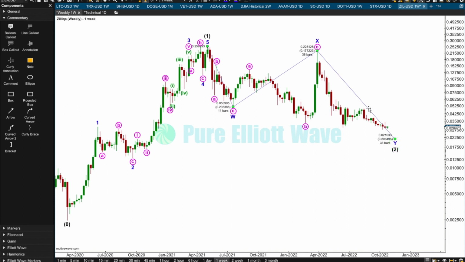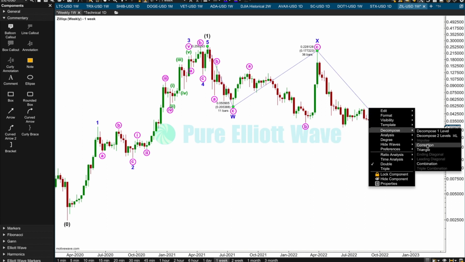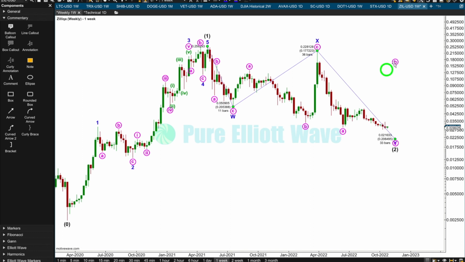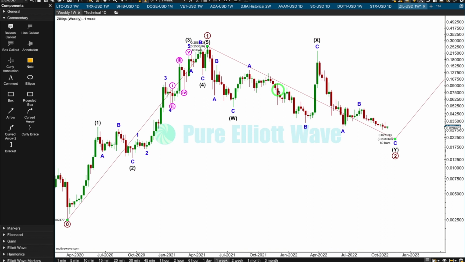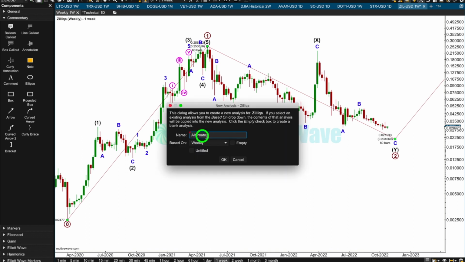And so intermediate 2 could be a double zigzag, and I think I'd want to label A and B over there like that. I think I need to move the degree of all of this up 1 degree. Let's label this at primary degree. Yeah, that's better. Okay, so I'm going to save that and create a daily chart from this and look at the detail of intermediate Y.